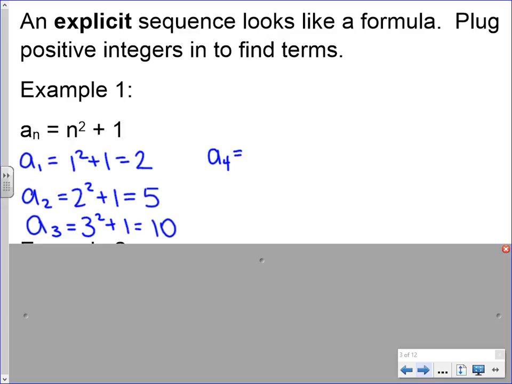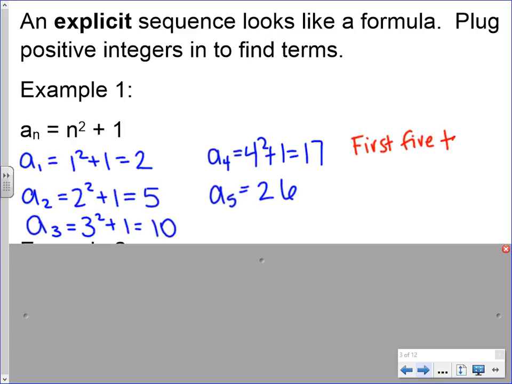Gabby, what would our fourth term be? 17. We have 4 squared plus 1. And our fifth term, Connor, what is it? 26. Okay. So if we were to write the first 5 terms of the sequence, we would write 2, 5, 10, 17, 26.